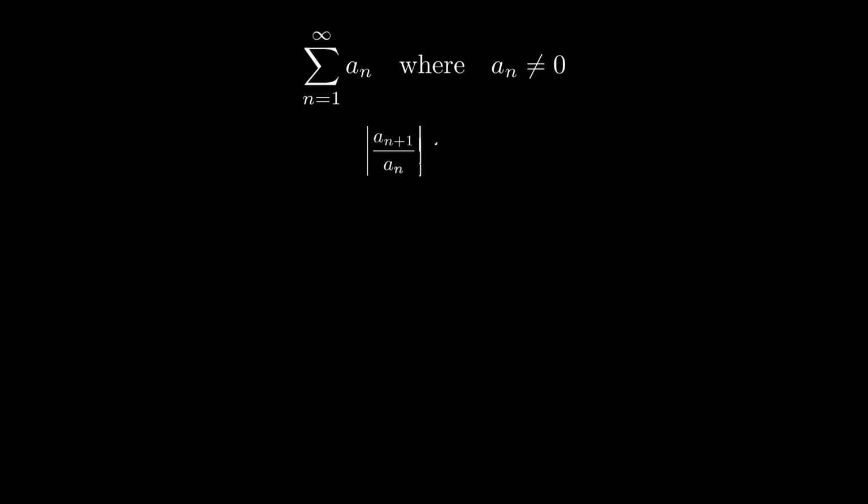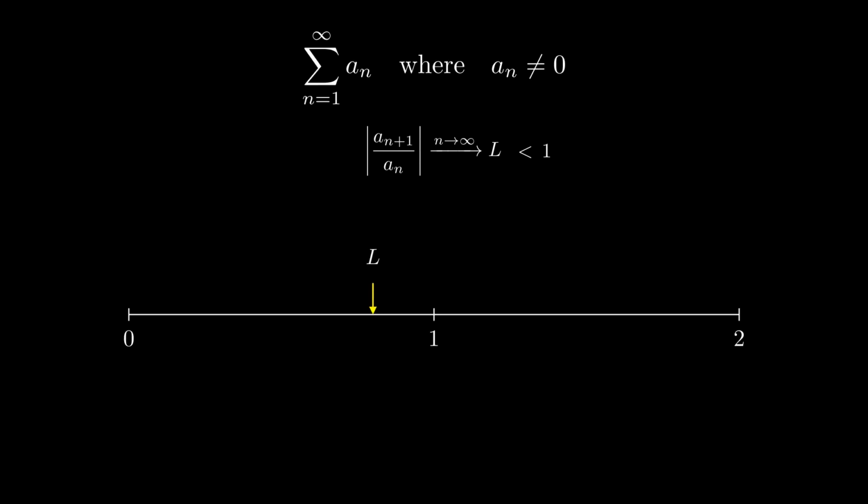We will assume that the absolute value of the ratio of successive terms approaches the number capital L, and that capital L is strictly less than 1. Now remember, in the last video, the key was to pick an epsilon small enough that big L plus epsilon was still less than 1. The simplest way to do this is just let epsilon be half the distance from L to 1, or the quantity (1 minus L) over 2.